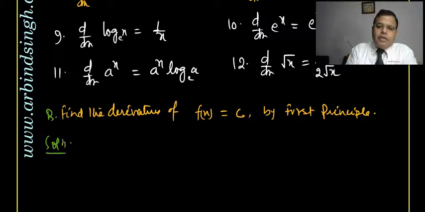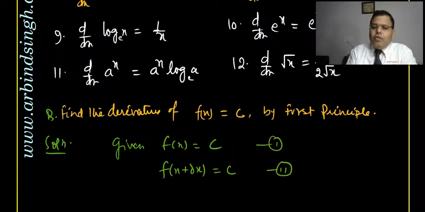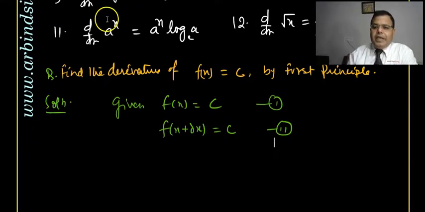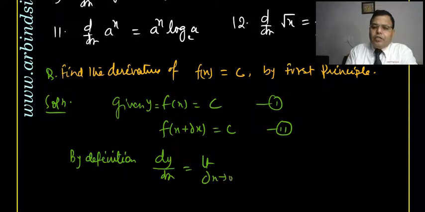We can write the solution: the derivative of f(x) is 0. Why? Because it is constant. Given f(x) equal to c, when we take f(x plus delta x), c will not change. This is the first, this is the second, isn't it? y plus delta y. Now by definition, we write second minus first. By definition, dy by dx is equal to the limit as delta x tends to 0 of f(x plus delta x) minus f(x) divided by delta x, isn't it?